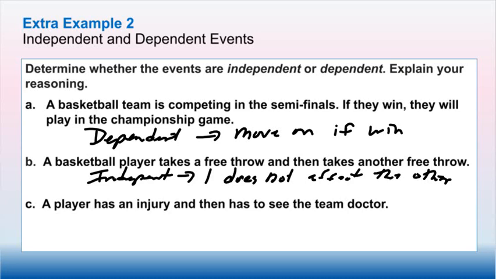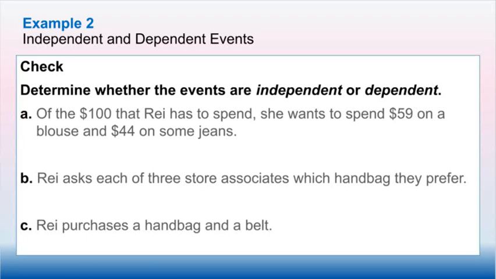Next one, a player has an injury and then has to see the team doctor. So this one would be dependent. And the reason for this one to be dependent is because you wouldn't go to the team doctor unless you have an injury. So your visit to the team doctor is dependent on if you have an injury or not.